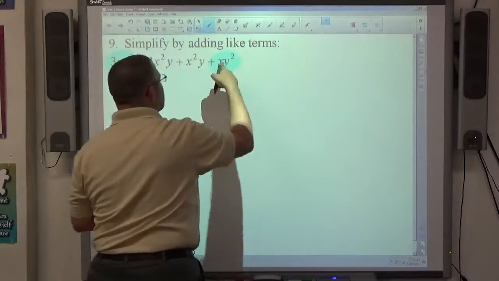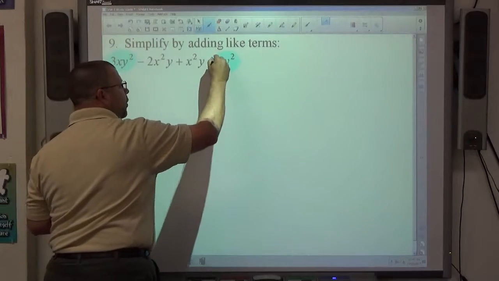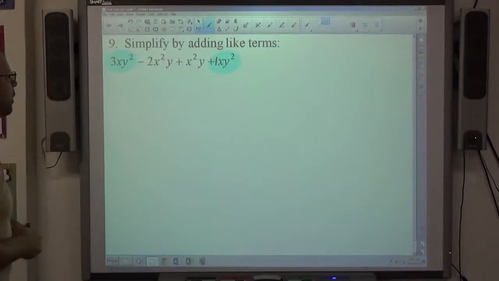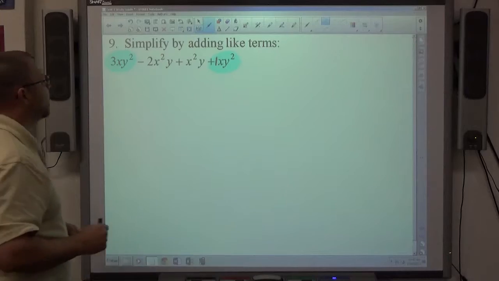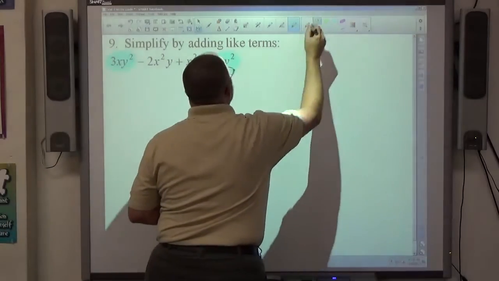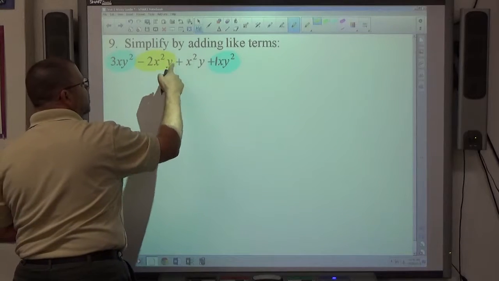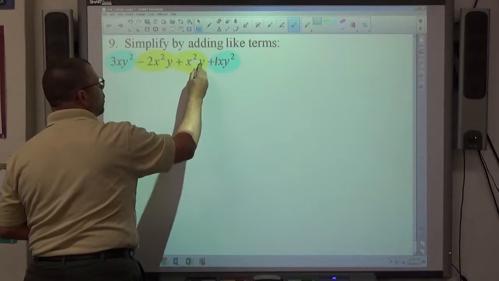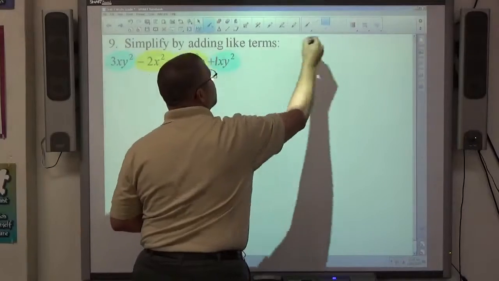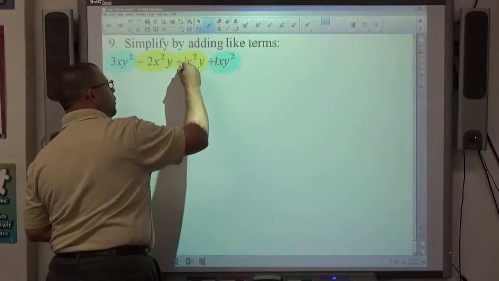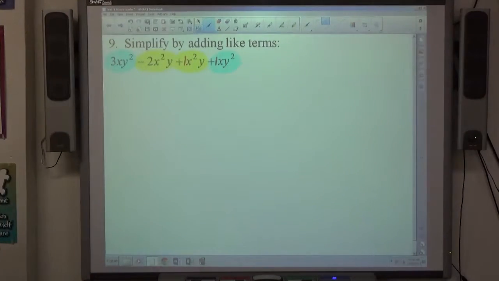Notice there is no number in front of x, y squared, so I'm going to put a 1 there because just remember there's a number there. There's always numbers in front of every letter object. Looking at my next term, negative 2x squared y, comparing x squared, y, y, so those are like terms also. And once again, there is no number in front of x squared y, so I'm going to put a 1 in front of it to remember there's 1 there.